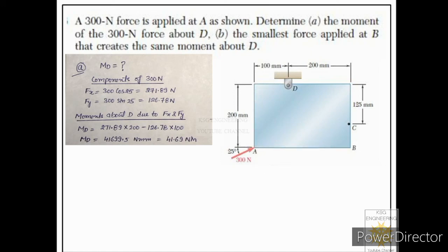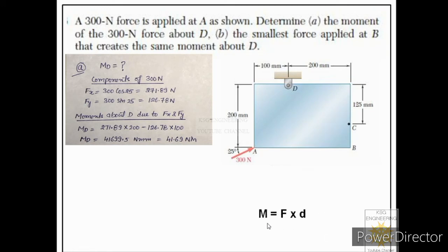So in B part, let us see what we have to find. We have to find the smallest force applied at B that creates the same moment about D. Okay, let us see how we can find it. But before that, let us understand a very important point about smallest force.